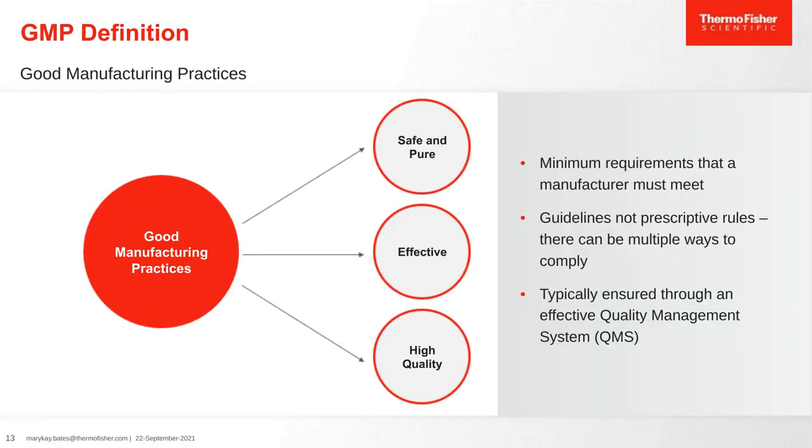So GMP are guidelines only. They are minimum requirements that a manufacturer must meet. Every process, every company, every innovation cell therapy is different. So you know better than anybody else how to implement GMP in your institute because you know your processes better than anyone else. So these are not prescriptive rules. There can be multiple ways to comply with GMP, and GMP is typically ensured through an effective quality management system. So let's talk a little bit more about that.